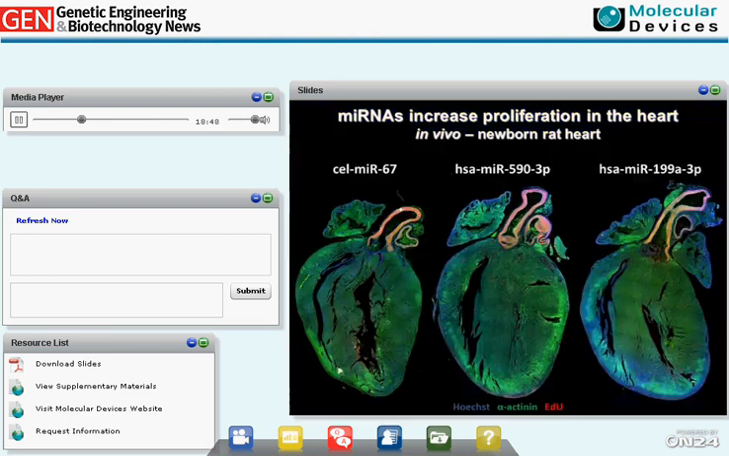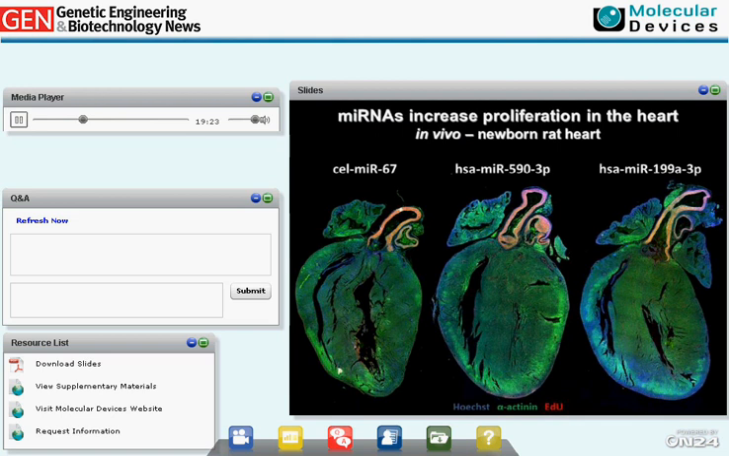And if we now look at whole heart sections of animals injected with these different microRNAs, so on the left the control microRNA, and in the center and right the two microRNAs that we selected, although you cannot see the EdU positivity at this level of magnification, you can appreciate that the walls of these hearts treated with the microRNAs are thicker, and the hearts are generally bigger, but this increase in size is not due to an increase in the size of the cells, but rather to an increase in the number of cells due to an increased proliferation.